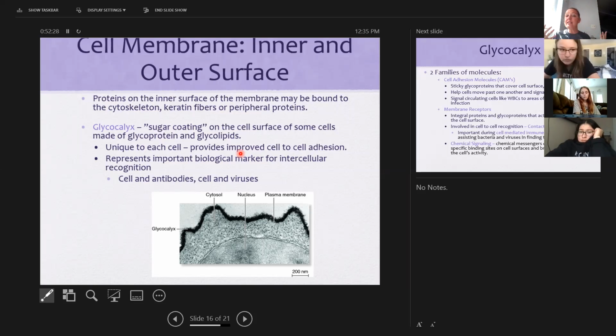And so this is how our bodies identify what is us and what is not us. It can attack the stuff that is not us, but optimally should not be attacking the stuff that is us. And the way that it recognizes the difference is this sugar coating on the cell. So when they come in contact, they know who is friend and who is foe. I find that kind of fascinating. So that's our glycocalyx, the sugar coating.